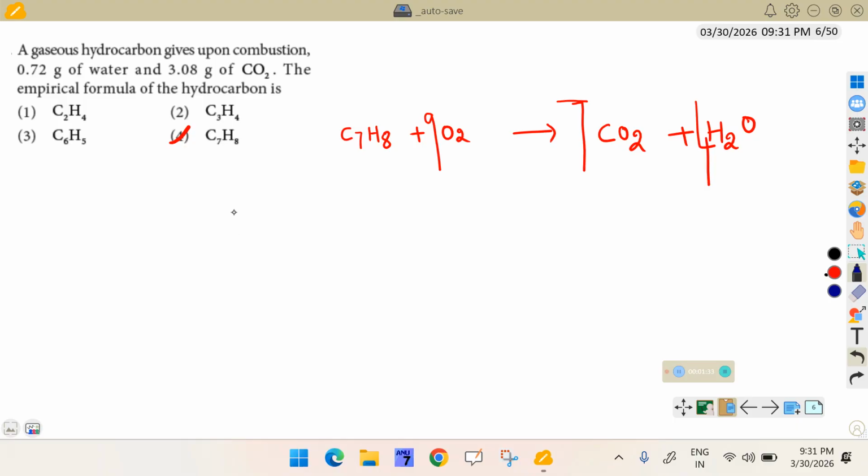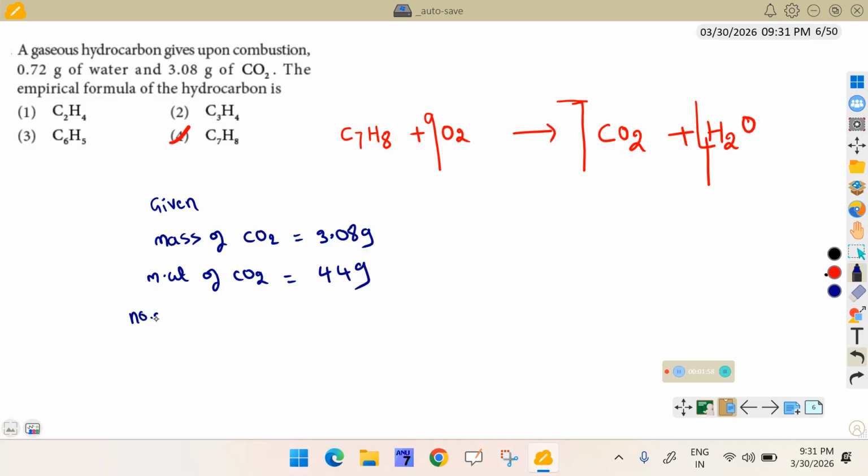Now, given mass of CO2 is equal to 3.08 grams. Molecular weight of CO2 is equal to 44 grams. Now calculate the number of moles of CO2. Number of moles of CO2 is equal to 3.08 by 44, that is equal to 0.07 moles.